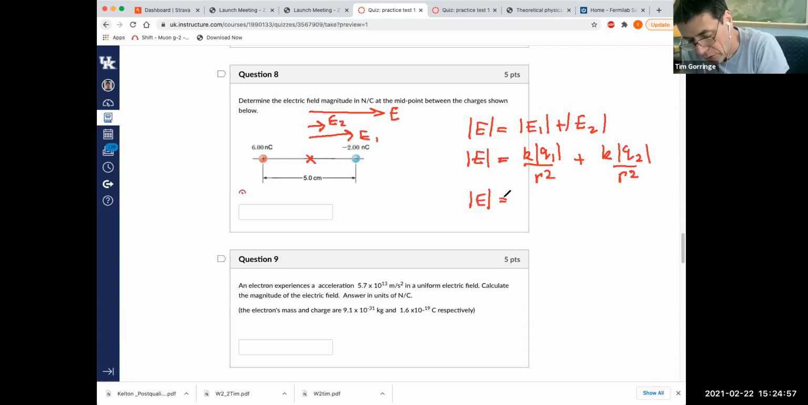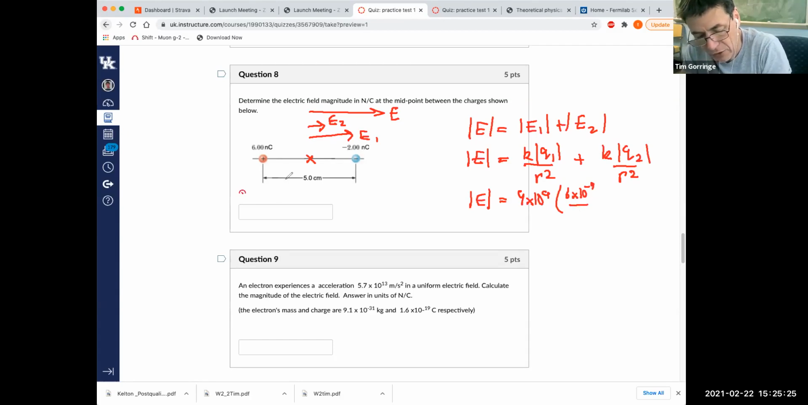So the Coulomb constant is a common factor. Let's pull that out front. And then we just got to add Q1 over R squared plus Q2 over R squared. So that would be 6 nanocoulombs, 6 times 10 to the minus 9 coulombs, I won't write the units.